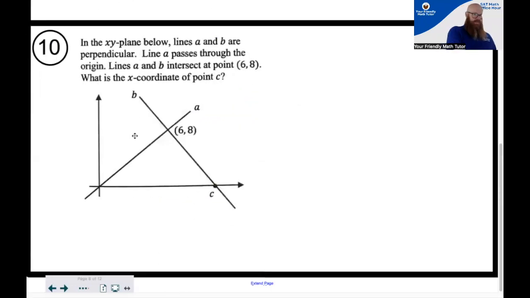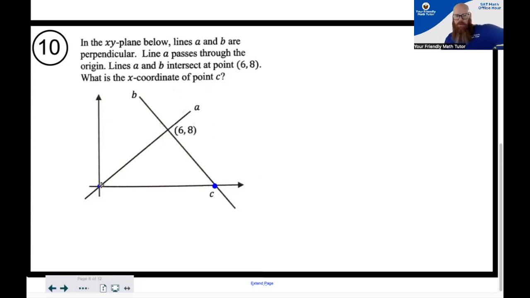All right, number 10. We got a graph going on here. We want the x coordinate of point C. So we just want this point. And the lines are perpendicular. Okay, so it's similar to a problem before, just with different given information.